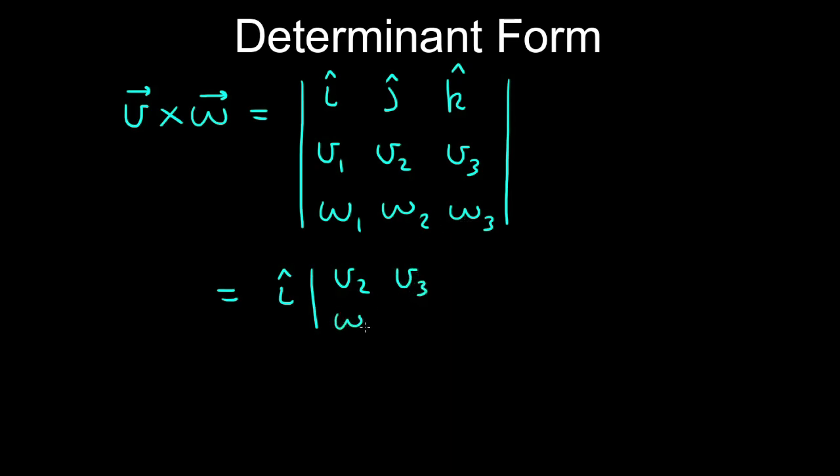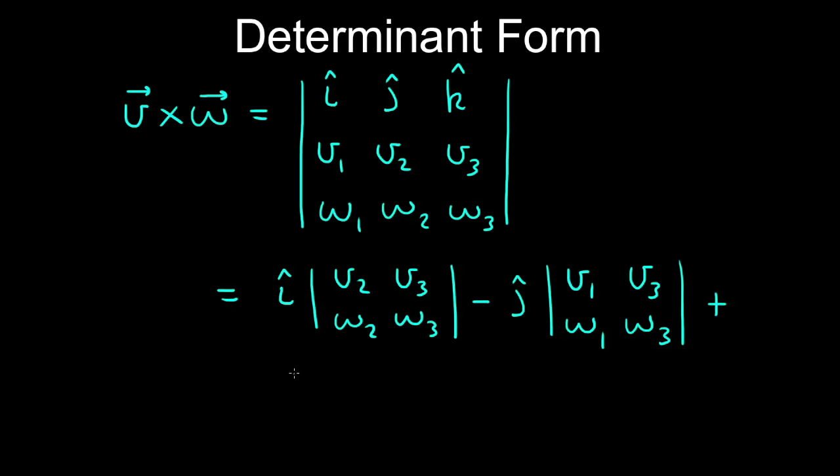and w2, w3, and then minus j by the determinant of the minor. So we block out j and take the determinant of the minor with entries v1, v3, w1 and w3, and plus k by the determinant of the minor having entries v1, v2, and w1, w2 in the other columns.